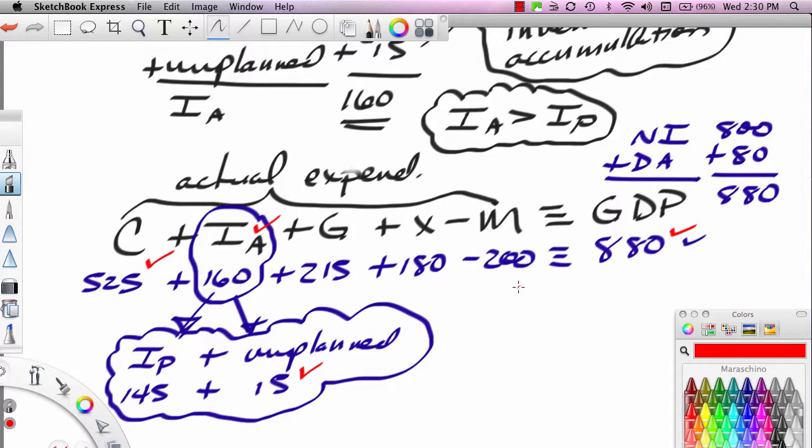All right, well, this concludes lesson number 2. In lesson number 3, what we're going to do is run the problem again, but we're going to run it in reverse. Here we looked at a case where GDP is greater than TPE. In our third lesson, we'll look at a case where TPE is greater than GDP.